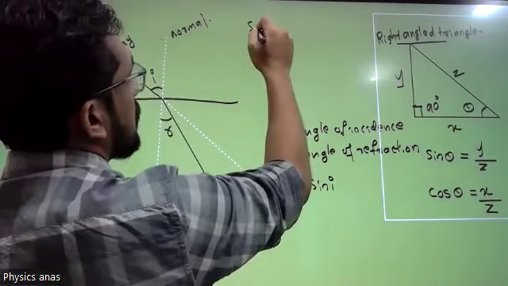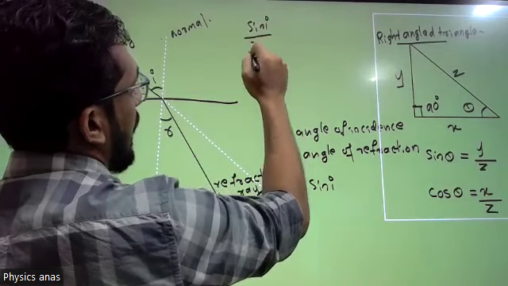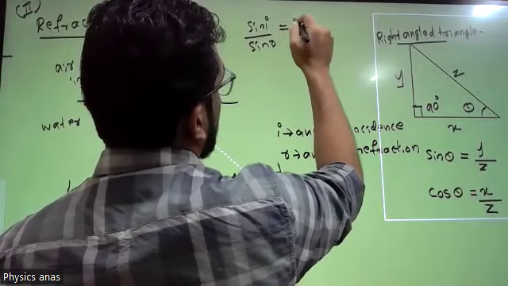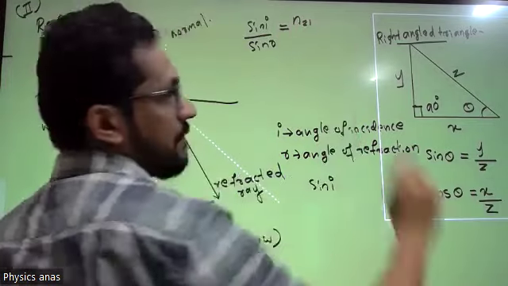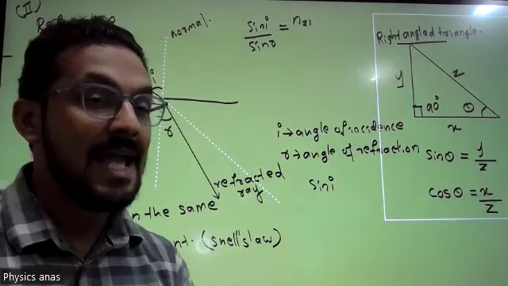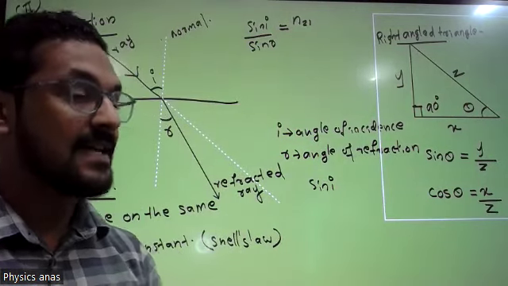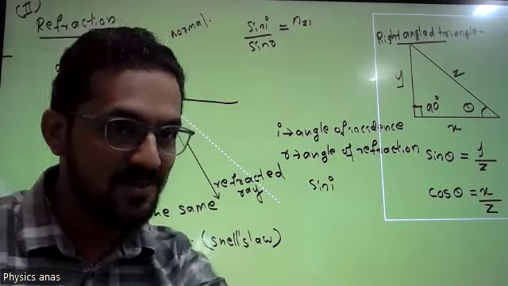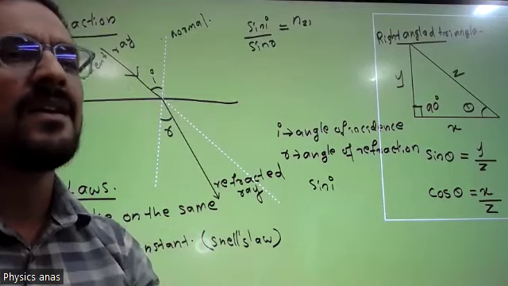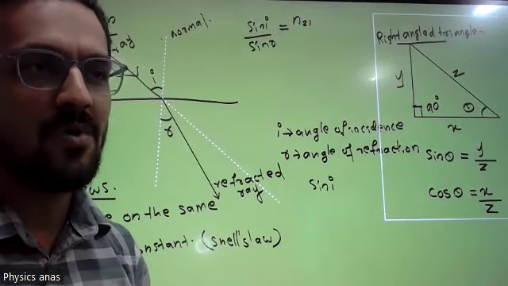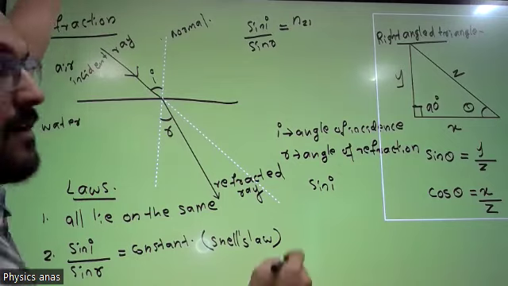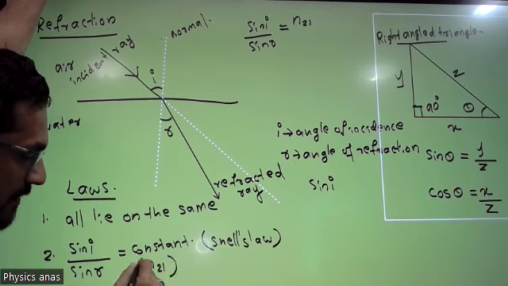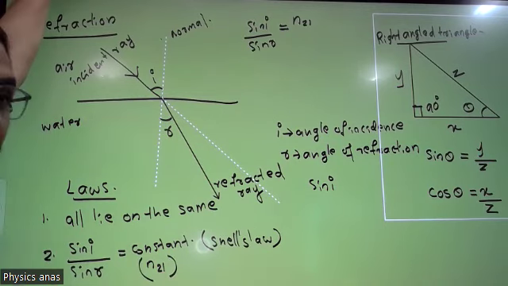If you find sine i by sine r, you will get a value. That value is n21. What is that value? It's the relative refractive index. That may be a new term to you. Just study it, and you will be hearing it very often from now on. n21 is a constant.